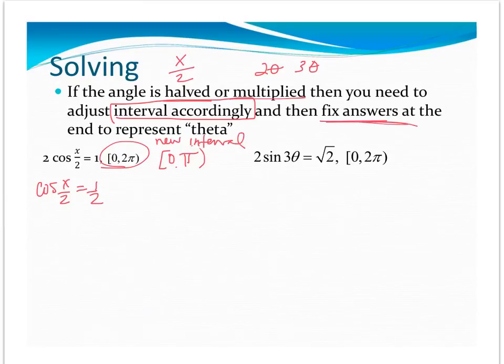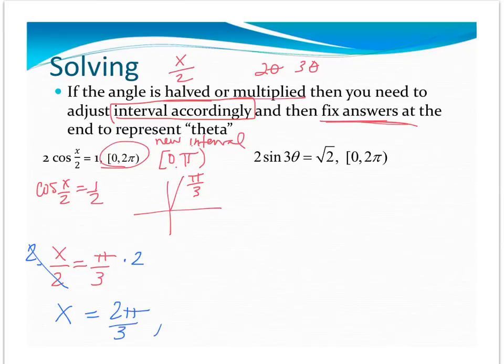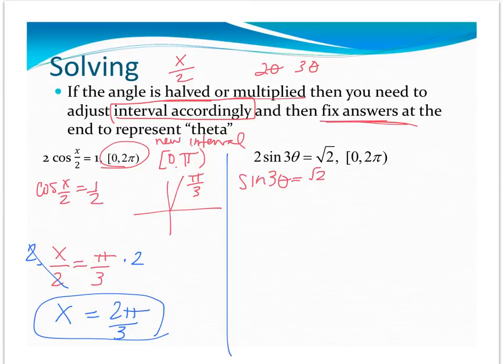So now I ask myself, okay, well, when does cosine equal 1/2? Well, normally I have an answer in quadrant 1 and 4. However, quadrant 4 is no longer in my interval, so I can only use my answer that's in quadrant 1, and this occurs at pi thirds. So right now I know that x halves equals pi thirds. So this is what I mean when I say adjust my interval. Now I need to fix my answers. This is my answer for x halves. I want to know the answer for x. The answer for x is 2 pi thirds. Now I am done.